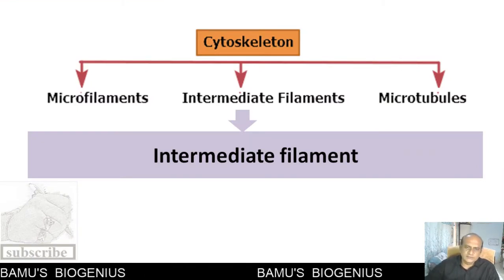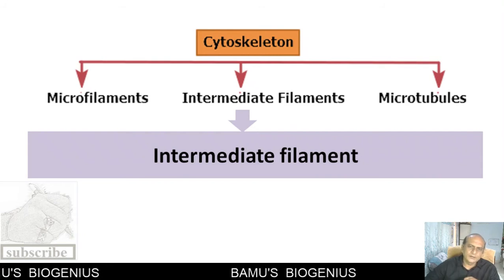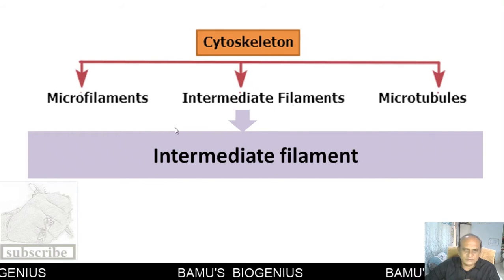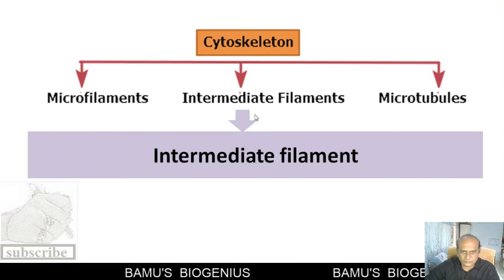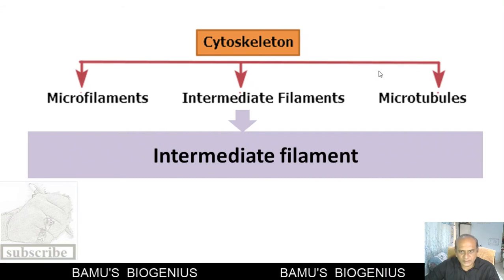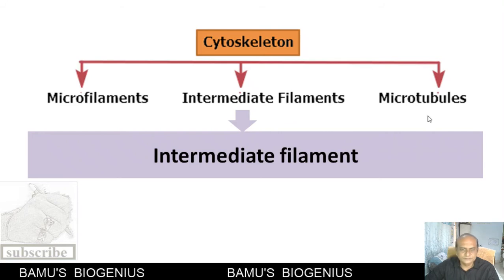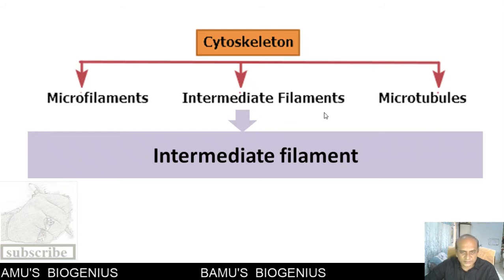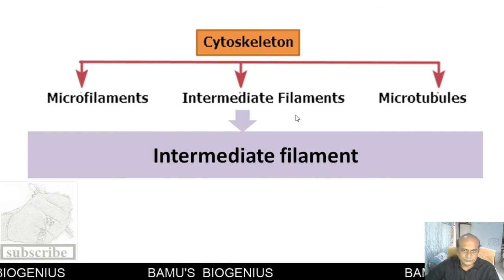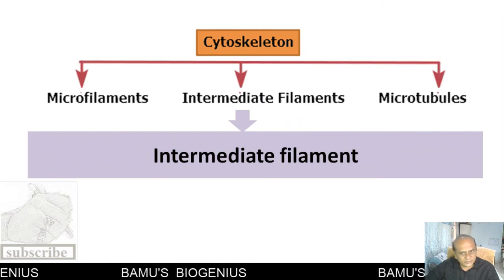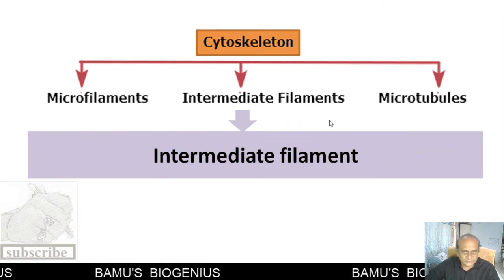Now the next point is intermediate filament. Why are they called intermediate? That is because the size of these filaments is in between microfilaments and microtubules. I have already told you that microfilaments have a size of 7 nanometer and microtubules have a size of 25 nanometer, that means the diameter. And these intermediate filaments have a size of 10 nanometer in diameter. So you can imagine that that's why the name is given as intermediate filament. So let us see what intermediate filament is.